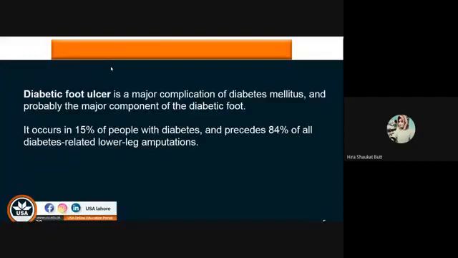Diabetic foot ulcer is a major complication of diabetes mellitus and probably the major component of the diabetic foot. It occurs in 15% of people with diabetes mellitus and precedes 84% of all diabetes-related lower leg amputations. Obviously, all of us have an idea that there are two types of diabetes mellitus, type 1 and type 2, and sometimes we also discuss gestational diabetes mellitus in this category. But usually we are concerned with type 1 and type 2 diabetes mellitus.